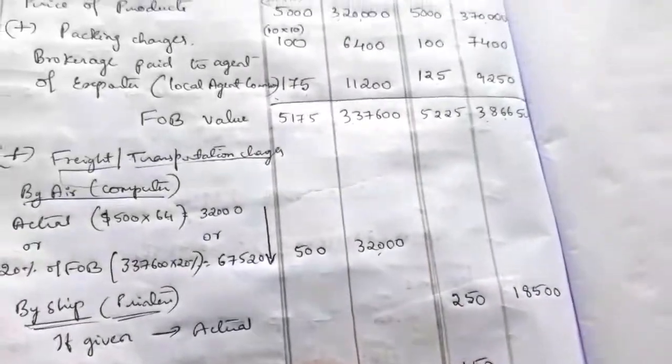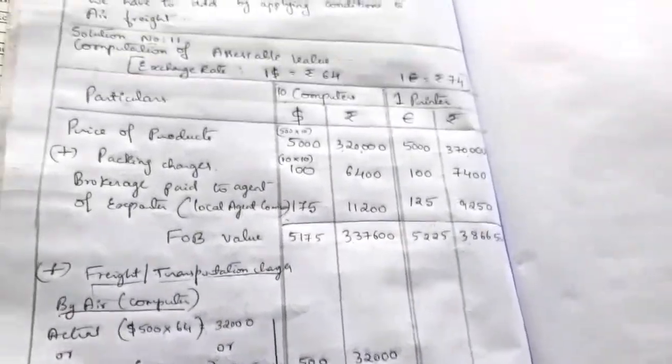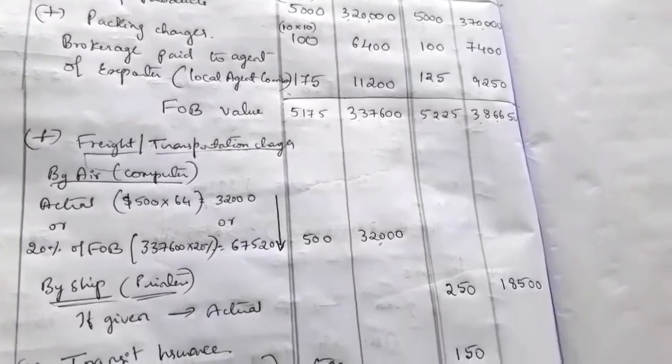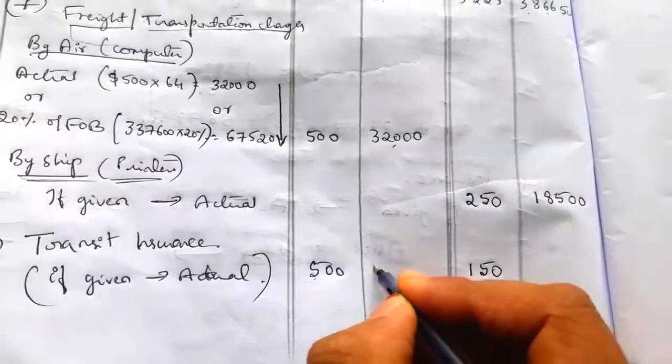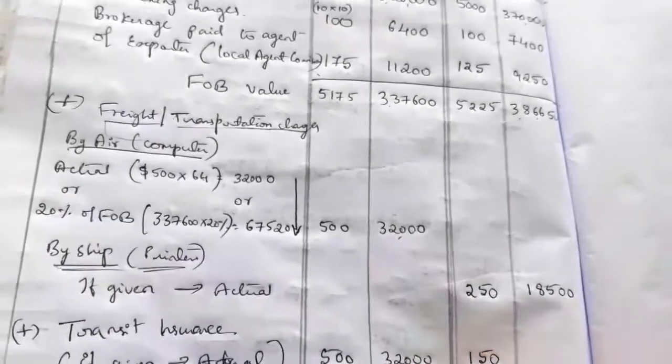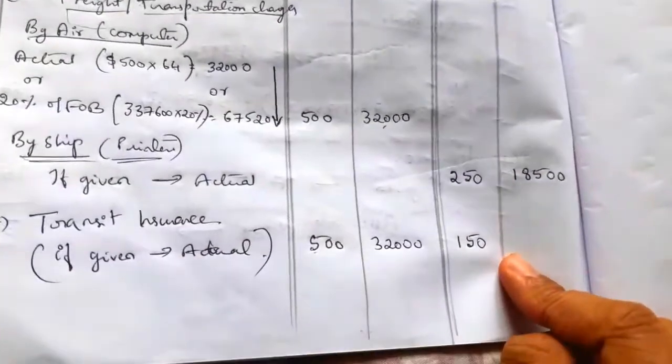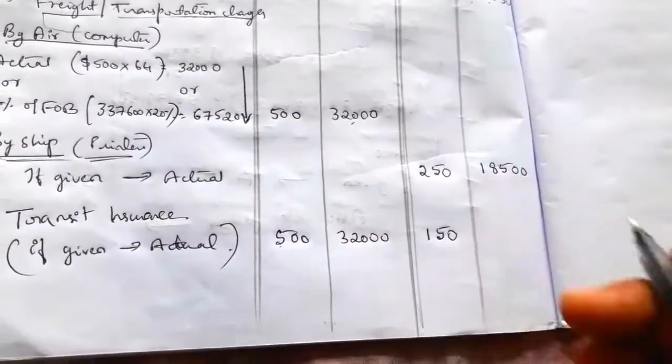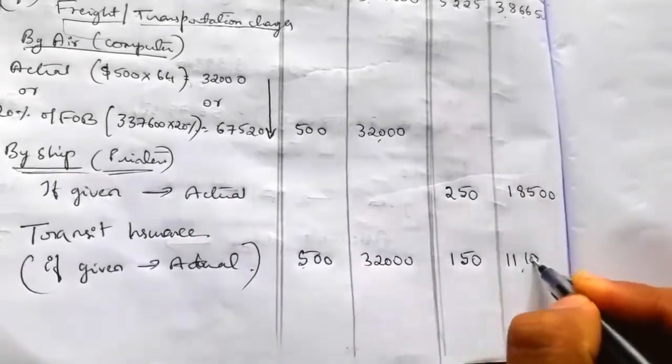Now we have to convert into rupees using the exchange rate. That is 500 into exchange rate 64 is equal to 32,000, and for the printer 150 into 74 exchange rate, so that is equal to 11,100.